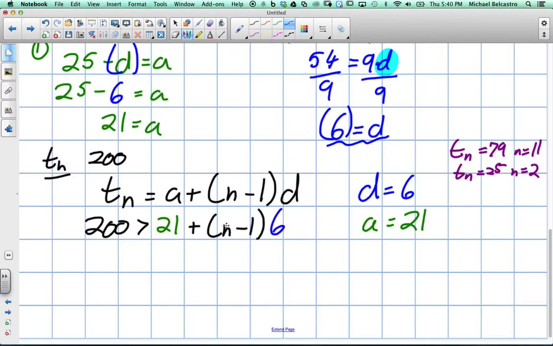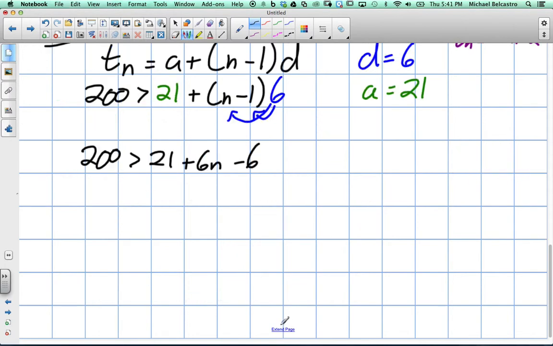So the goal will be to isolate n. We need n to be less than whatever that is. So 6 technically needs to be distributed here, if you remember your distributive property. So we get 200 is greater than 21. This becomes positive 6n and minus 6. We are going to collect our two like terms, which are these two constants here, 21 and negative 6. So that'll say 200 is greater than 21 minus 6, which is 15, plus 6n.